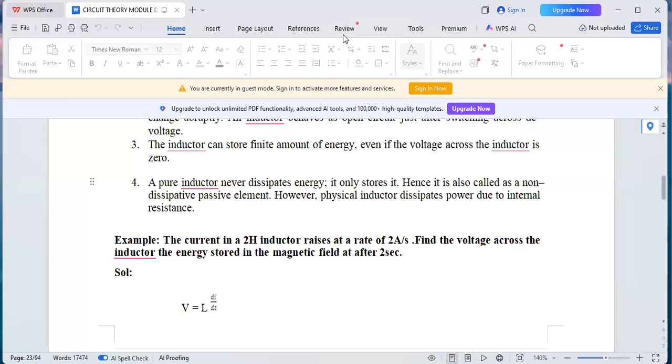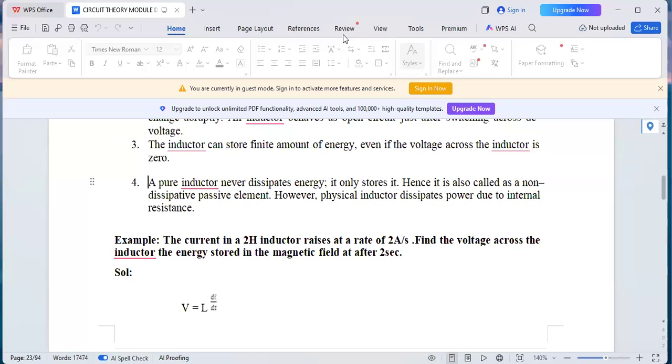Okay, so a pure inductor never dissipates energy. It only stores it. Hence, it's also known as a non-dissipative passive element. However, a physical inductor dissipates power due to internal resistances. Due to internal resistance, it will definitely dissipate some power because of imperfection.